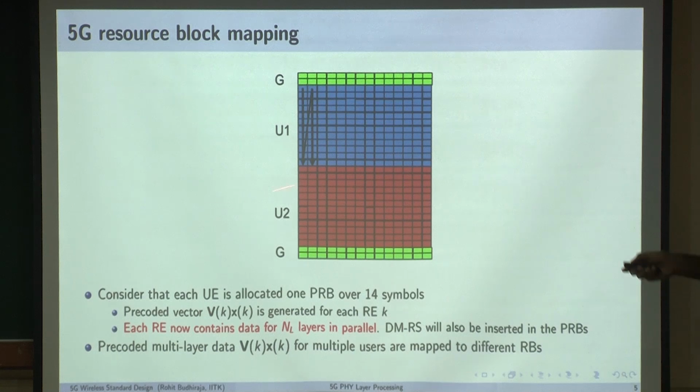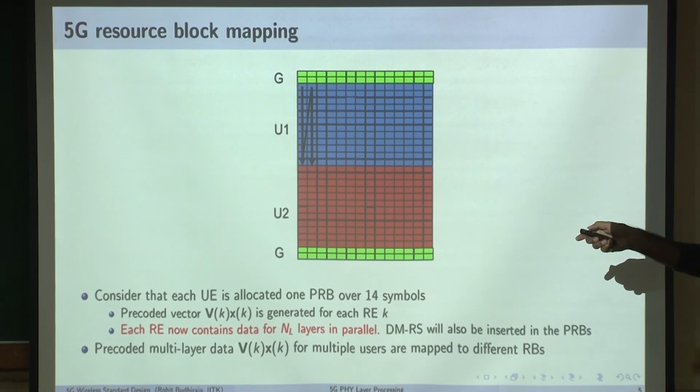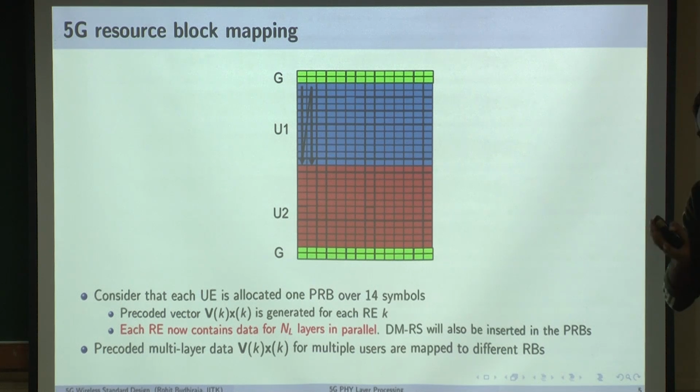So in that case, those 4 layers you are transmitting over a single PRB. So each PRB is now transmitting data for 4 different users. That particular MIMO is called multi-user MIMO. So in that case the precoder design will become different. That is the only difference.